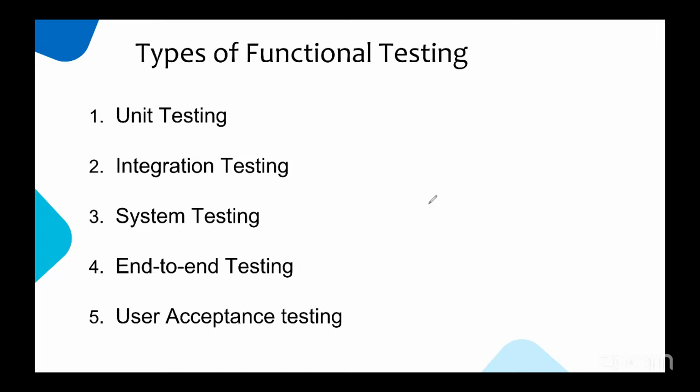Whenever I say environment, we have so many environments: QE environment, SIT environment, and after that UAT environment. These are system integration testing and user acceptance testing, which we are going to see today. What an environment means is simply a URL. For example, www.google.com is a URL, the final production URL.